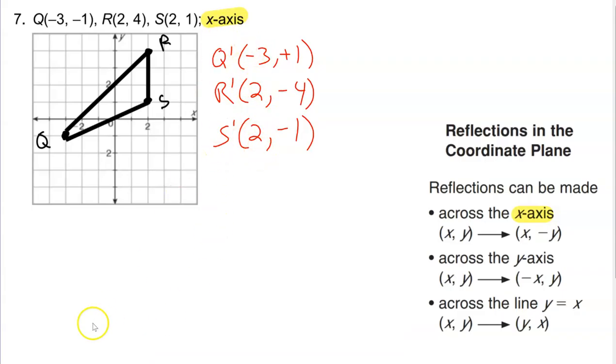And since we're reflecting over the x-axis, we change the y to the opposite. Now notice how on Q it was already a -1, so I made it positive. You just change it to the opposite of whatever it is. And then the 4 I made negative, and the 1 I made negative. Everything else stayed the same. So then you can just plot these points and you can get your answer.